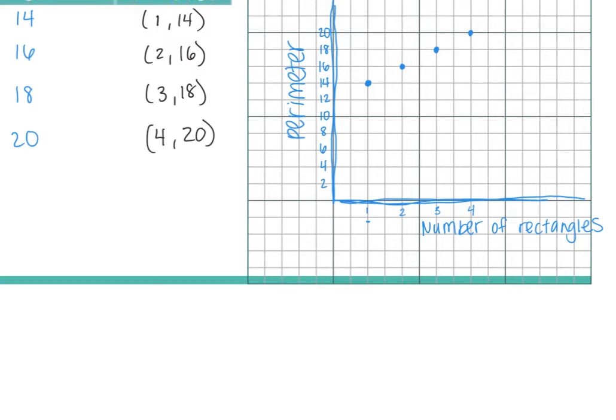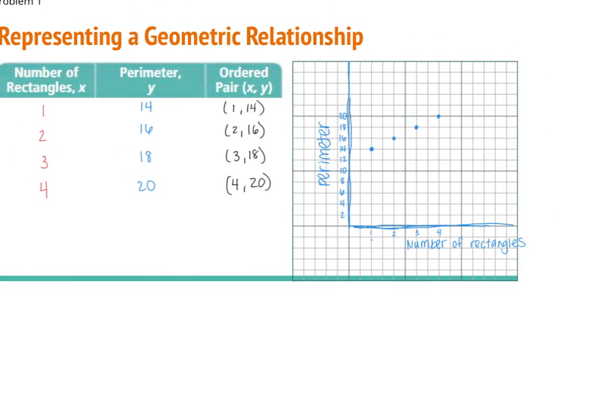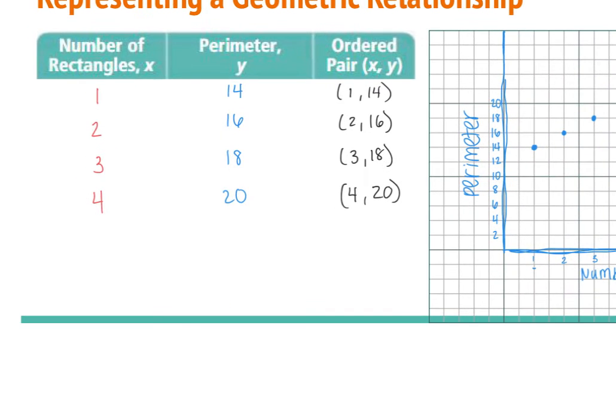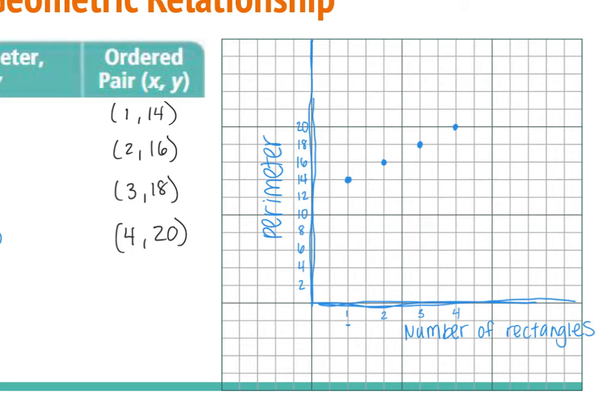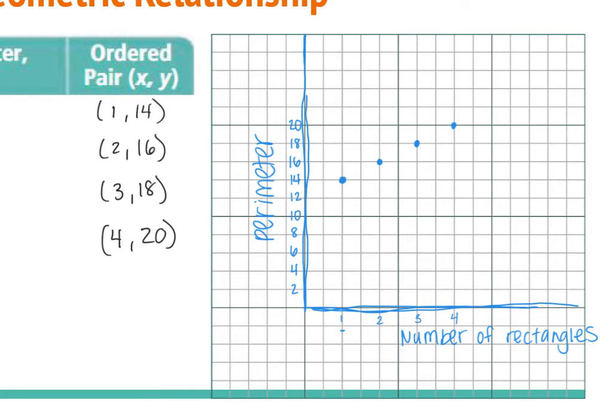Now, remember, this is a linear relationship. Each time we increase by 1, the number of triangles increases by 2. So when we connect all of these dots, we should get a straight line. And we do. Perfect. Okay?